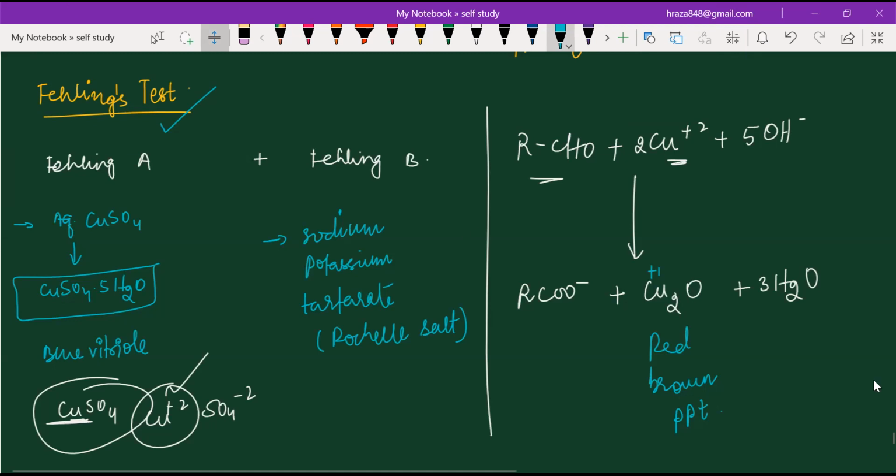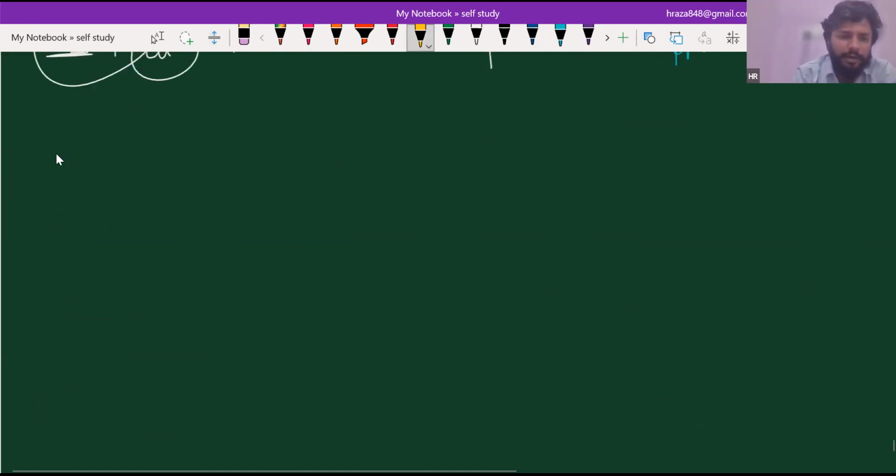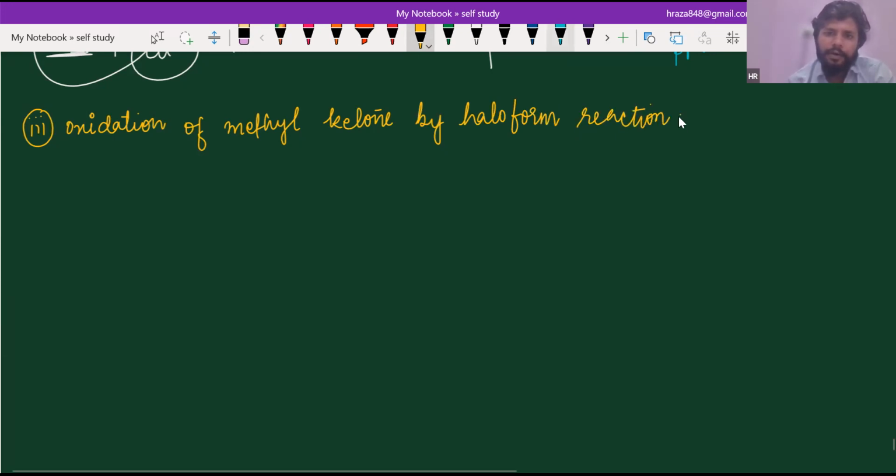Done. So again, this is the alcohol, aldehyde and ketone test. Now see, we have another test, and this is also with oxidation. So I'm going to write the topic: oxidation of methyl ketone by haloform reaction. I'm going to write some points about this.